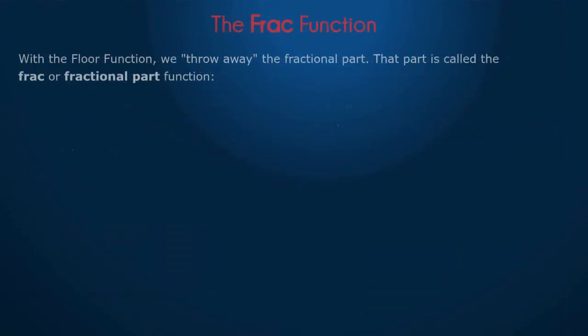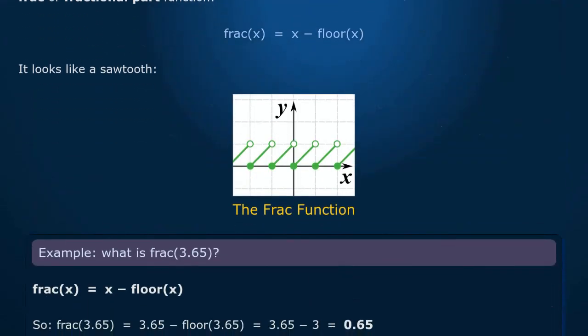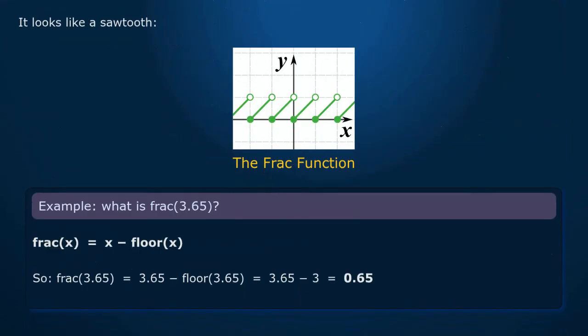With the floor function, we throw away the fractional part. That part is called the frac, or fractional part function. Frac of x equals x minus floor of x. It looks like a sawtooth. Example, what is frac of 3.65? Frac of 3.65 equals 3.65 minus floor of 3.65 equals 3.65 minus 3 equals 0.65.